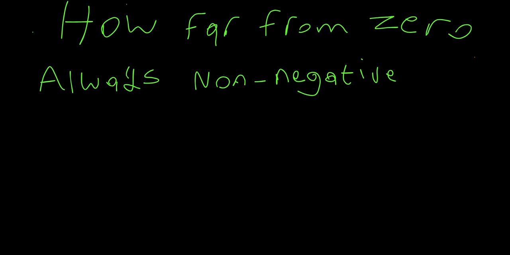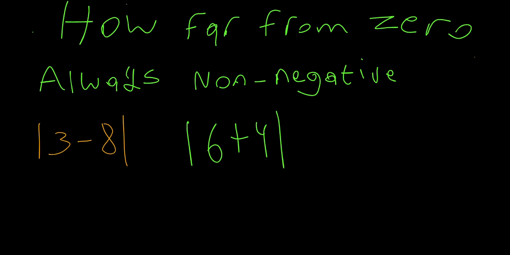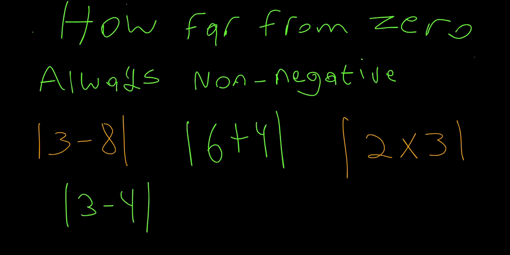Okay, so I'm going to leave you with a few problems, and it's your turn. I'm just going to leave you with them and do your best with them and challenge yourself. So the absolute value of 3 minus 8, the absolute value of 6 plus 4, the absolute value of 2 times 3, and the absolute value of, let's say, 3 minus 4. All right, they're all yours.